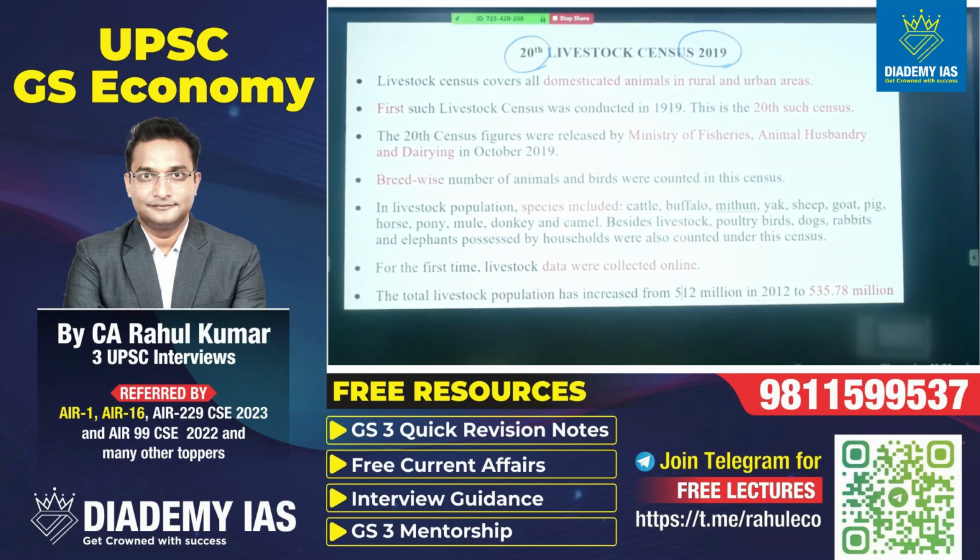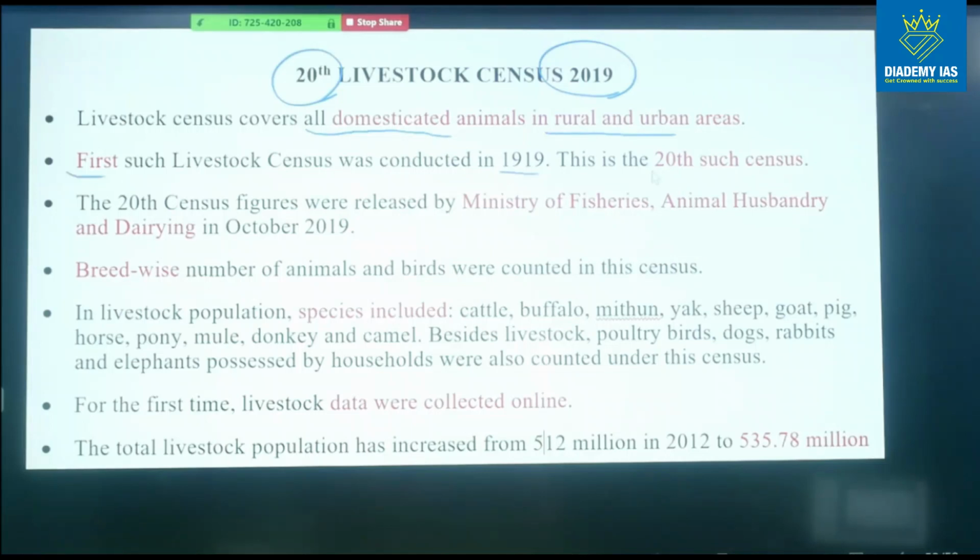This census gives a broad picture of the livestock sector. First of all, it covers both rural and urban areas, and it covers all domesticated animals, right? The first such census was conducted in 1919, and in 2019 this was the 20th census. It is released by the Ministry of Fisheries, Animal Husbandry and Dairying. Please be careful, please mark this. This is not the Ministry of Agriculture, this is the Ministry of Fisheries, Animal Husbandry and Dairying.